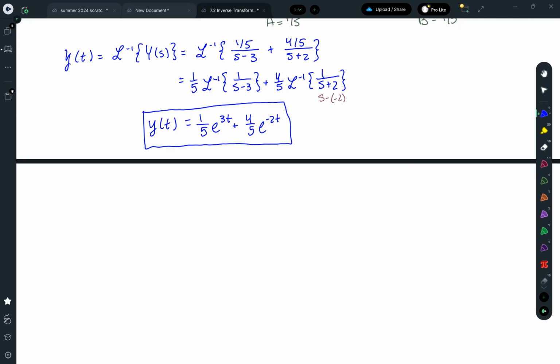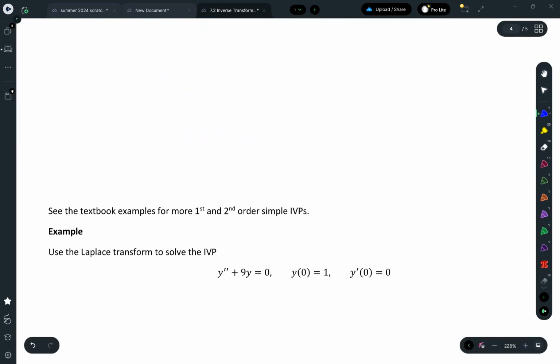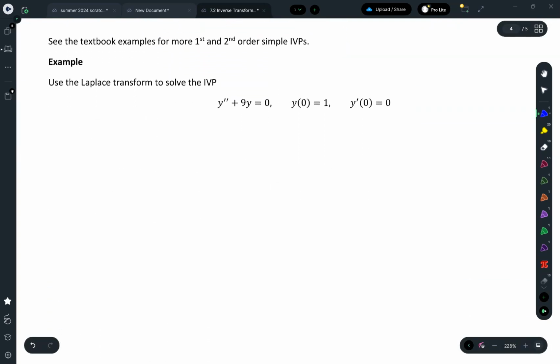Now let's see one more here. There are a couple more of these first and second order IVPs to check out in the book, but I'm going to do one more where we're dealing with y double prime plus 9y equals 0, y of 0 is 1, and y prime of 0 is 0.